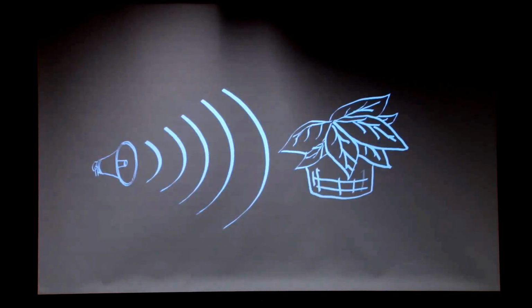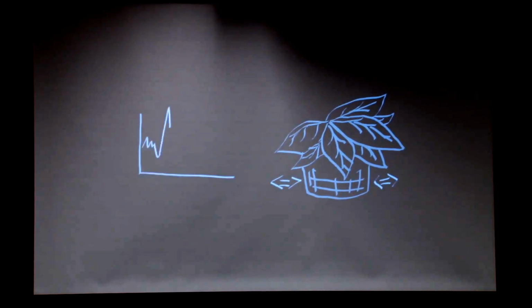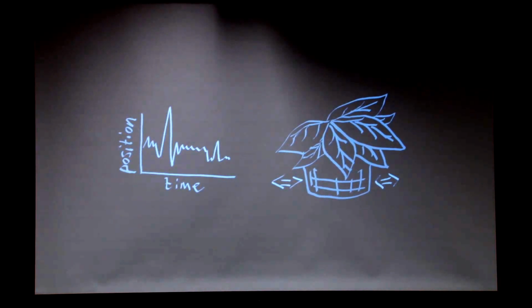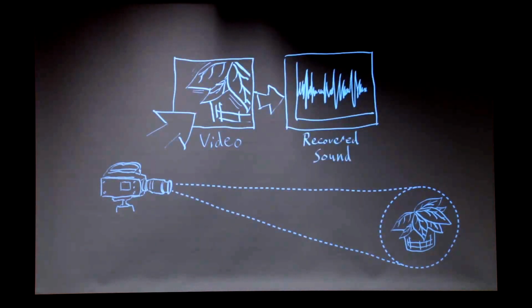When sound hits an object, it causes that object to vibrate. The motion of this vibration creates a subtle visual signal that's usually invisible to the naked eye. In our work, we show how using only a video of the object and a suitable processing algorithm, we can extract these minute vibrations and partially recover the sounds that produce them.